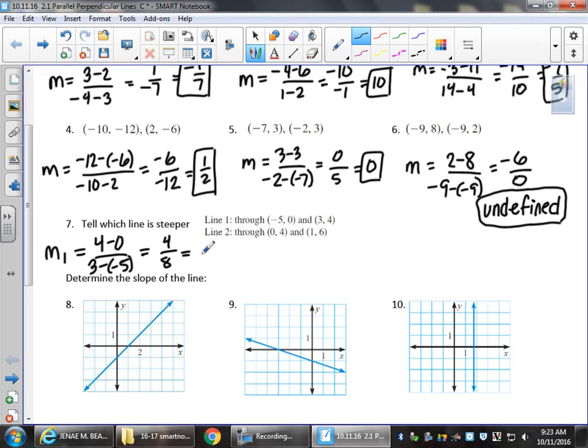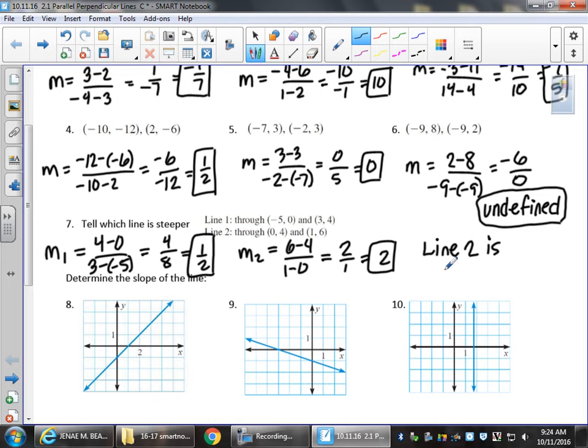I got 1/2 for the first line. Who got 1/2? I did. Pretty sure. All right. And then line 2. 6 minus 4 divided by 1 minus 0. That's 2 divided by 1 is 2. Which line is steeper? Line 2. Good job. Line 2 is definitely steeper.